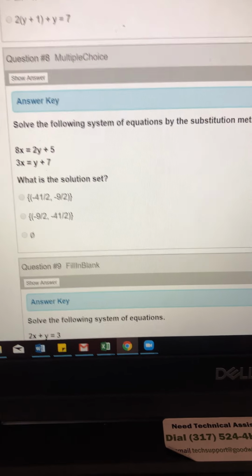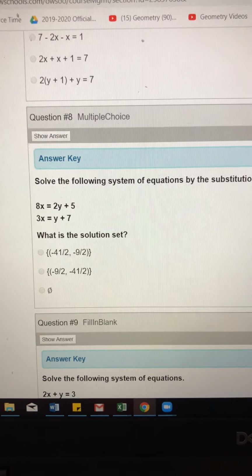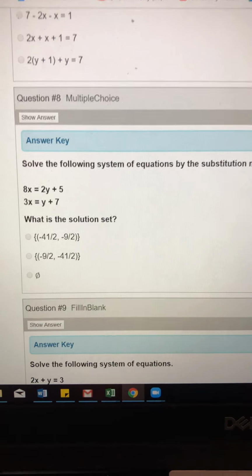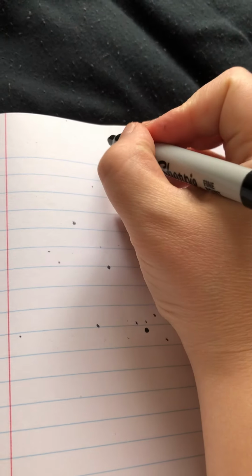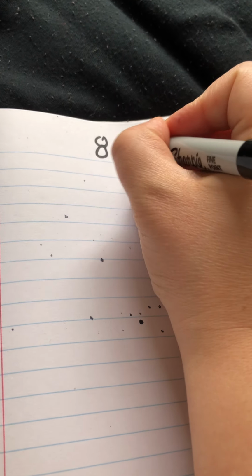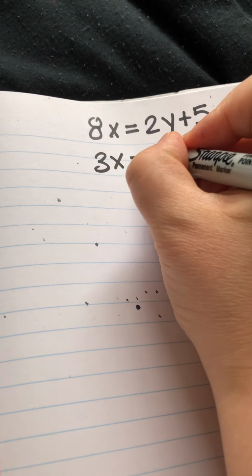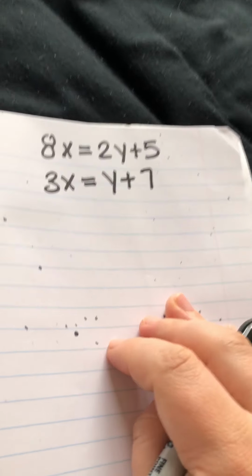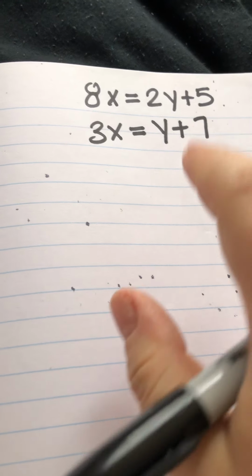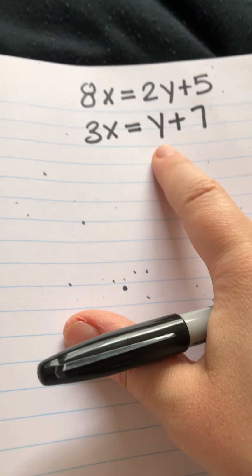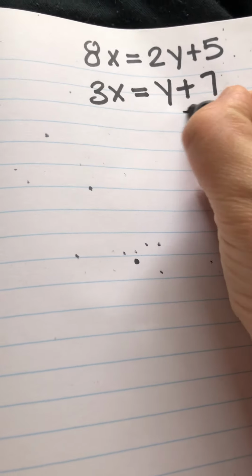This wants you to actually solve the following system of equations by the substitution method. So let's go ahead and write out our equations. So we have 8x is equal to 2y plus 5, and 3x is equal to y plus 7. Now, before we do any substituting, we need to figure out how to get a y by itself or an x by itself. I would say that getting this y by itself is probably going to be the simplest way to attack this. So I'm just going to move this 7 over by subtracting it on both sides.